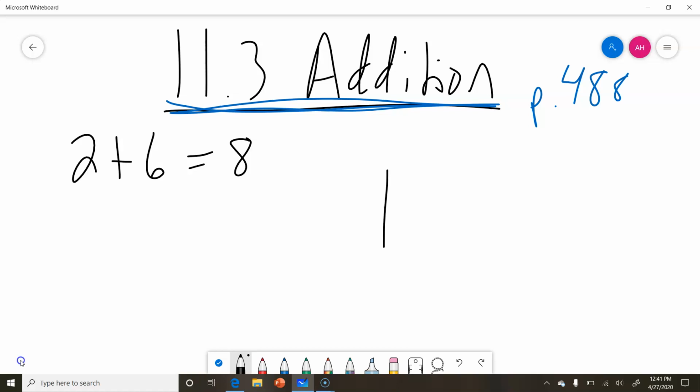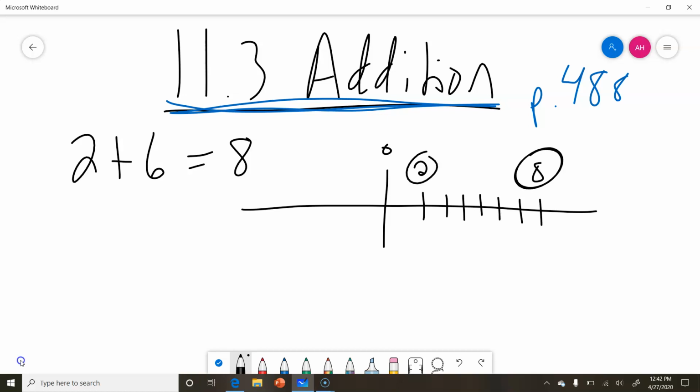You can do this on a number line as well, right? If we had 0 and we came to 2 here and we went 1, 2, 3, 4, 5, 6. Guess what number I'm at? I'm at 8. So if I add from 2 here, my starting place, and add 6, I get to 8. That's really easy to understand. You guys got it. Now, this is where it's going to get a little harder.